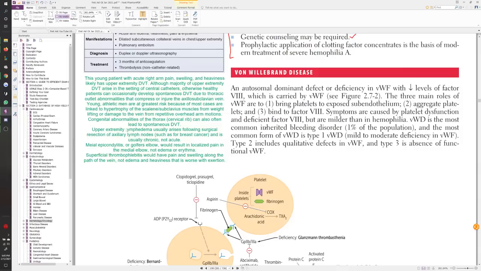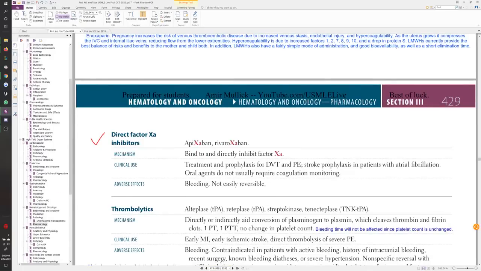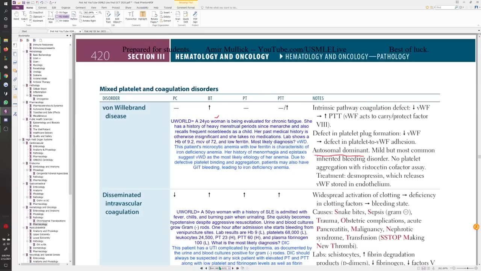Von Willebrand disease is the most common inherited bleeding disorder, 1% of the entire population. And the most common form is type 1 von Willebrand disease, which is a mild to moderate deficiency of von Willebrand factor. Type 2 includes qualitative defects in their von Willebrand factor, and type 3 is an absence of functional von Willebrand factor. Will you have to know the difference between type 1, 2, and 3? Probably not, but I can't really tell you. It's very unlikely you're going to get a question where you have to pick between type 1, 2, or 3. In Step 1, they didn't even mention that there is a type 1, 2, or 3. It was just von Willebrand disease.